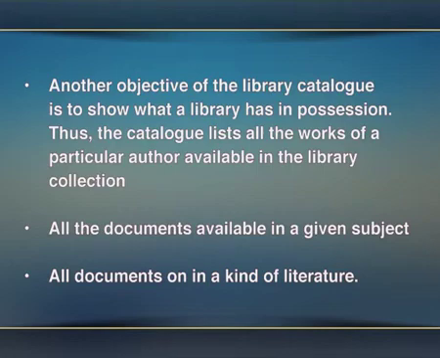Thus, the catalog lists all the works of a particular author available in the library collection and all the documents available in a given subject. Apart from that, all documents on a particular kind of literature should also be provided by the catalog to the user. Besides this, another objective is descriptive cataloging, wherein the characteristics of the document are fully described, and it helps the user in identifying the document and segregating similar documents. So, that should also be an objective of the catalog.